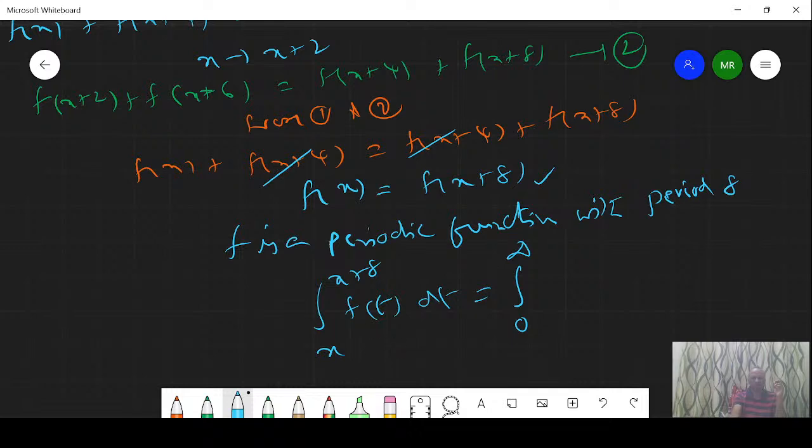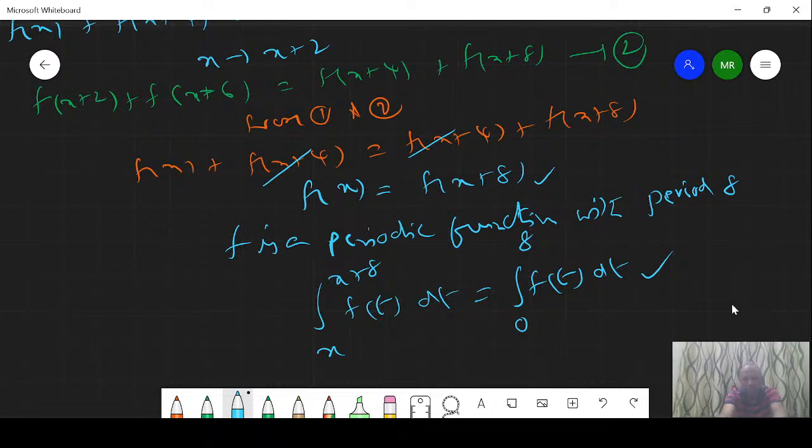So when x plus 8, I can write integral 0 to 8. Not infinity written here, I am going to change now. Integral 0 to 8 f of t dt. Definitely this gives a number, a finite number. So that is the reason I can say this is a constant function. Therefore f is a constant function.